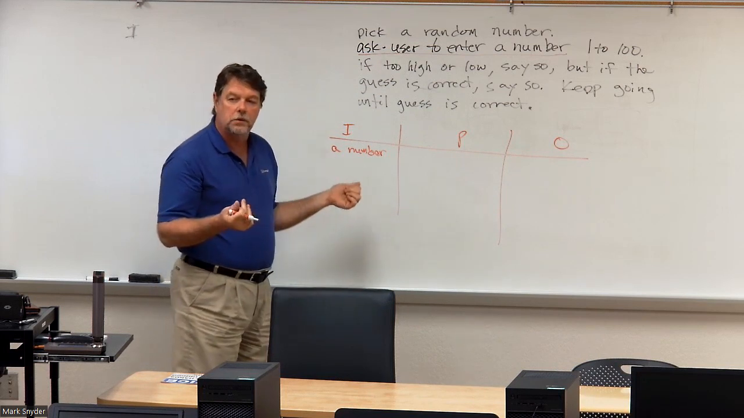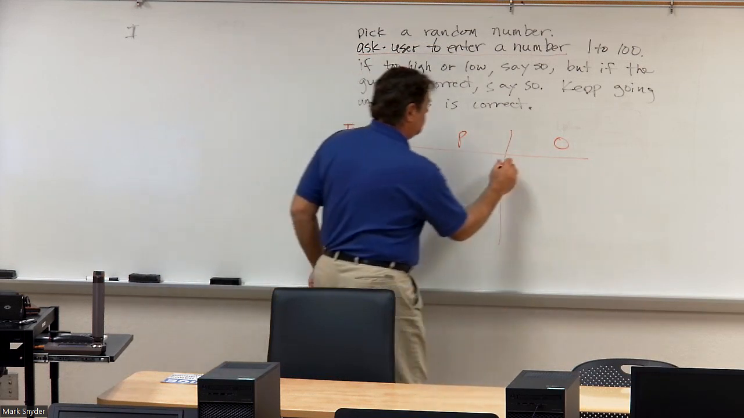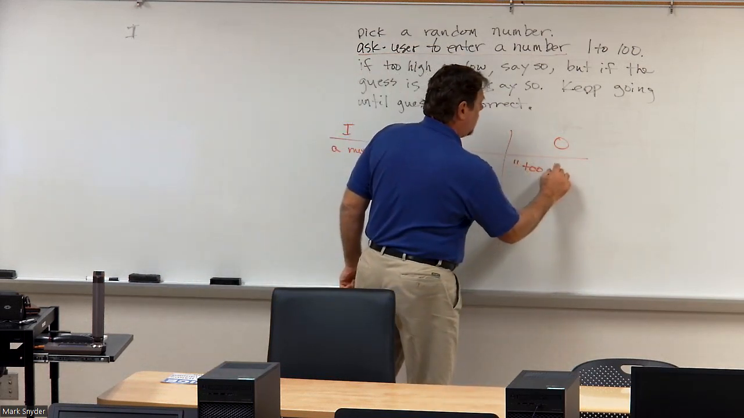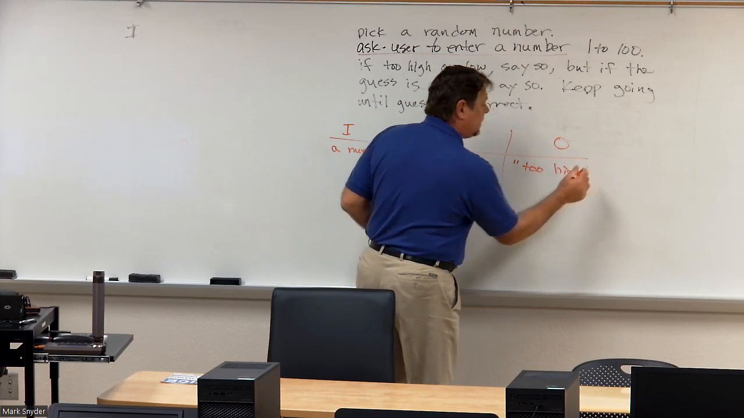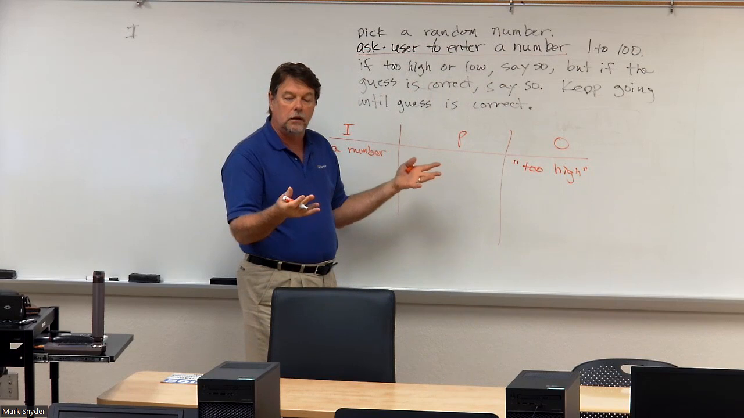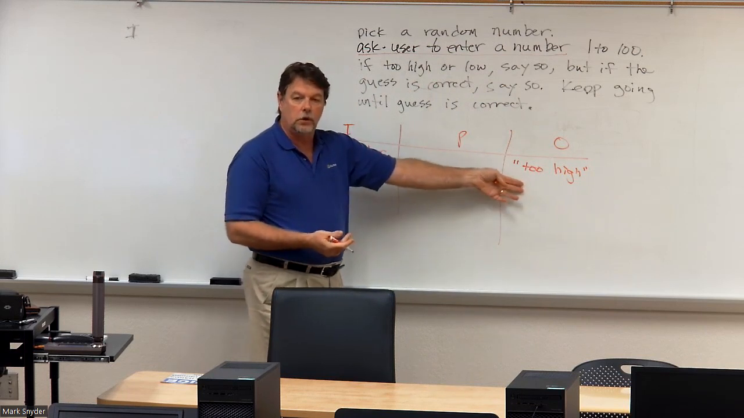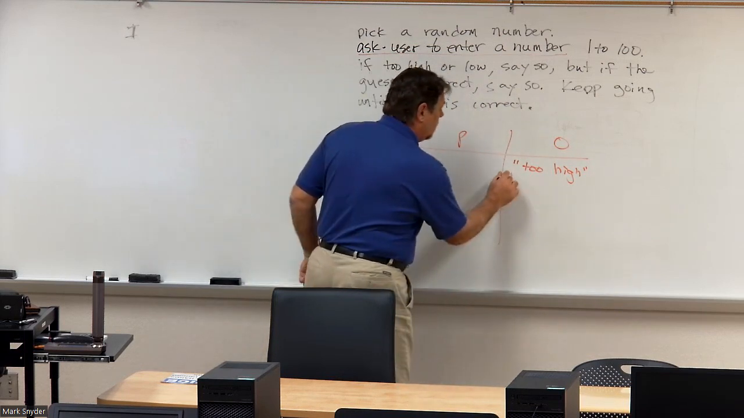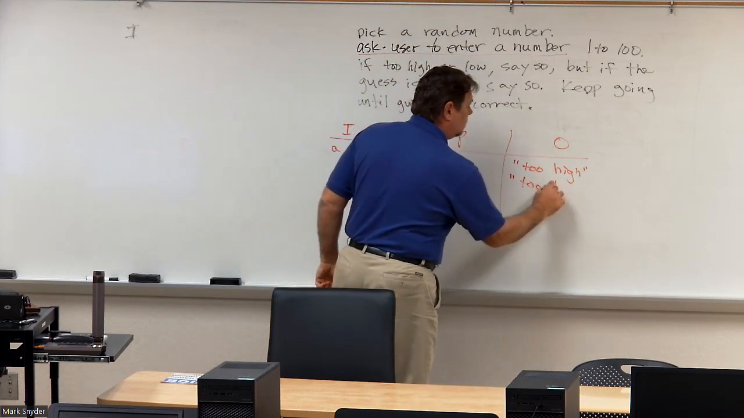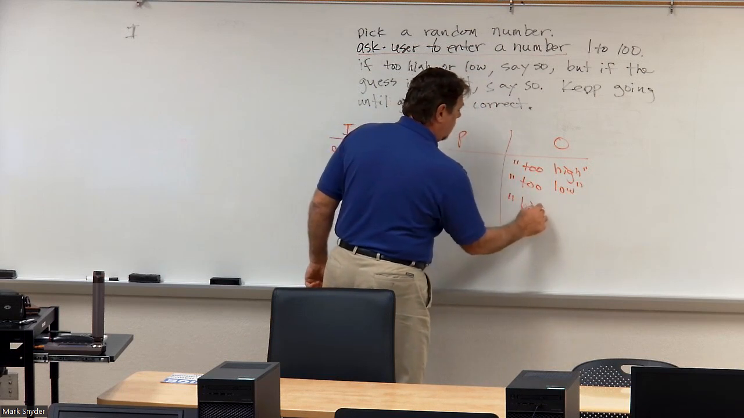What are my outputs on this problem? Too high, too low, or correct? Bingo. This kind of problem isn't like where I had to output the miles per gallon, right? I'm given the hard-coded strings that I need to say. Too high, too low, bingo.